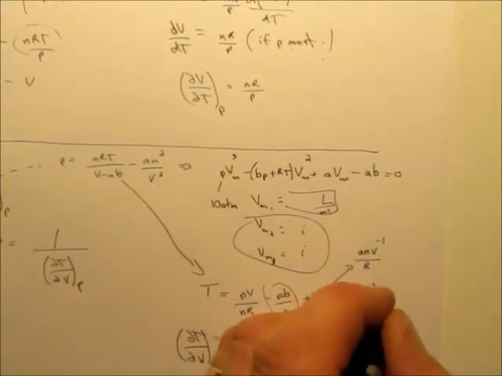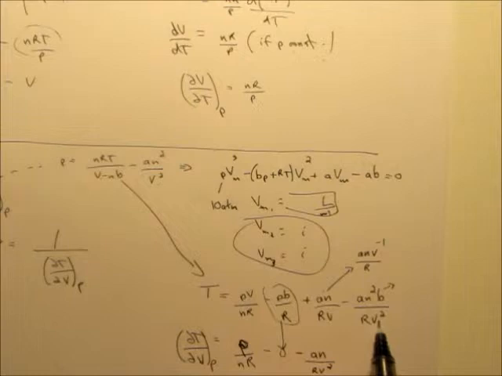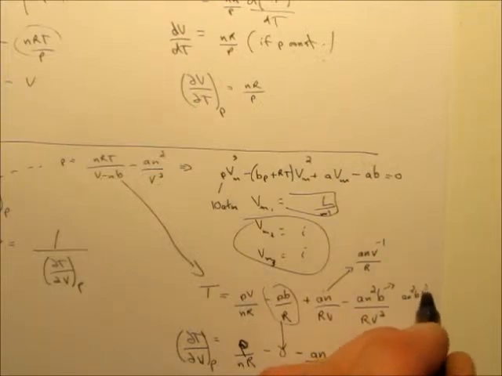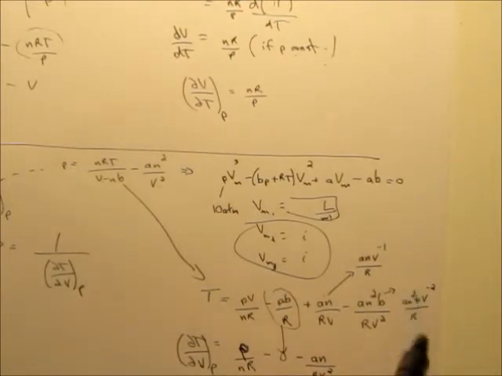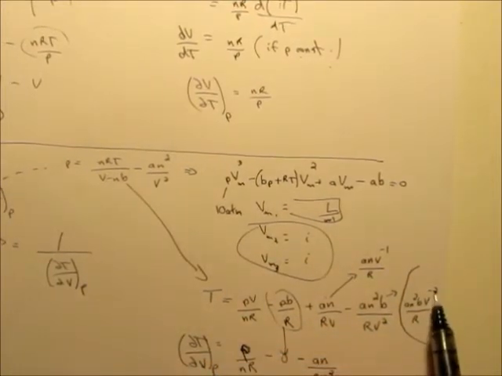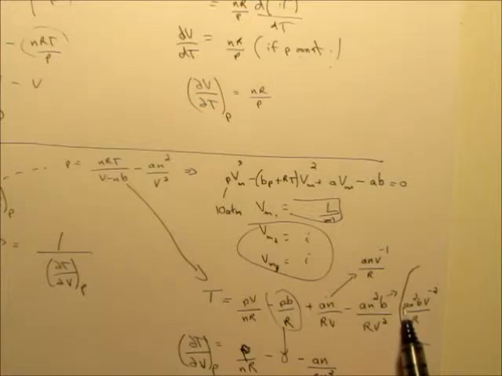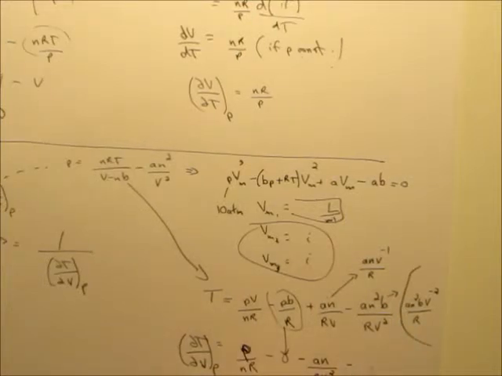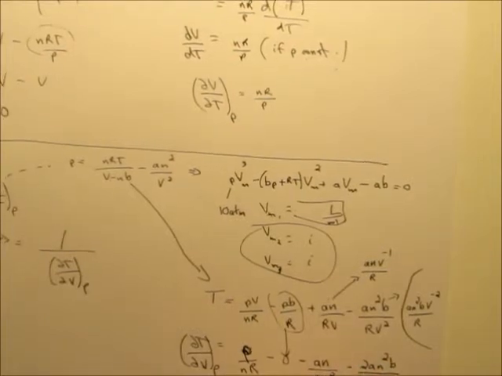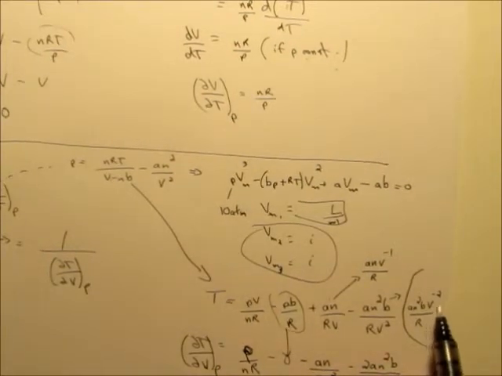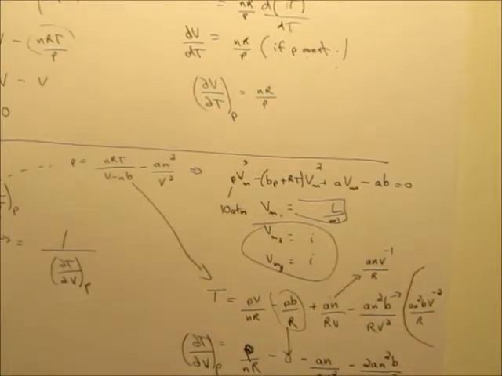This one, you've got AN squared BV to the negative 2 over R. So when that negative 2 comes down when you're taking the derivative, you're going to get a negative 2AN squared B. And if you subtract 1 from negative 2, you get negative 3, which will put this V cubed.